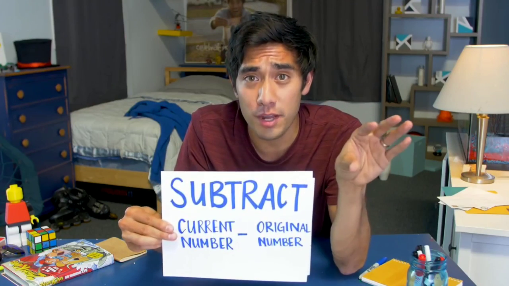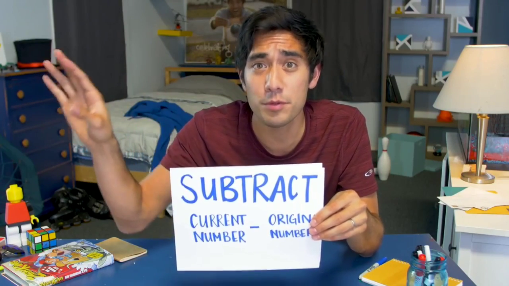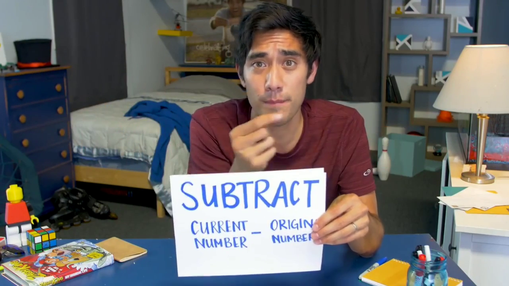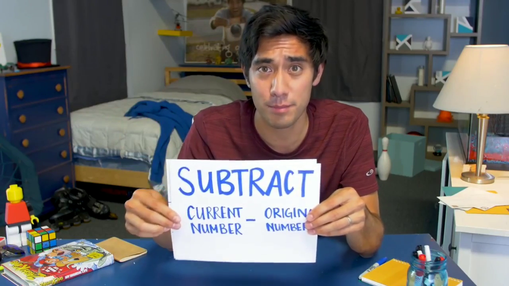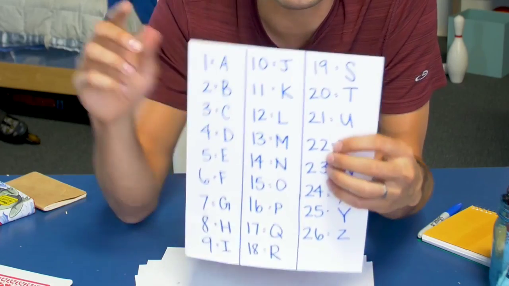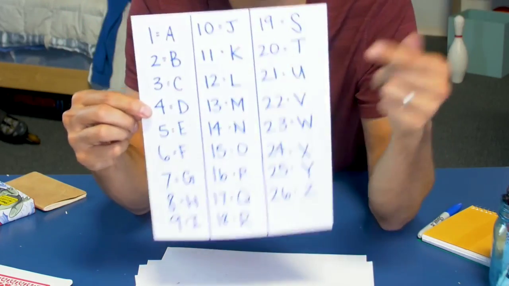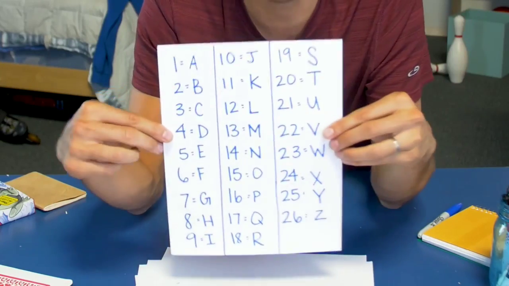Now take your current number and subtract the original number that you thought of, the 1 through 10 number. Current number minus 1 through 10 number. Okay, so that leaves you with an alphabet correlation. So first letter A is number 1, 19 is S. Does that make sense? Good.